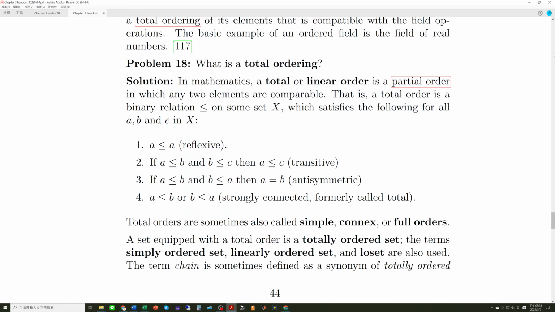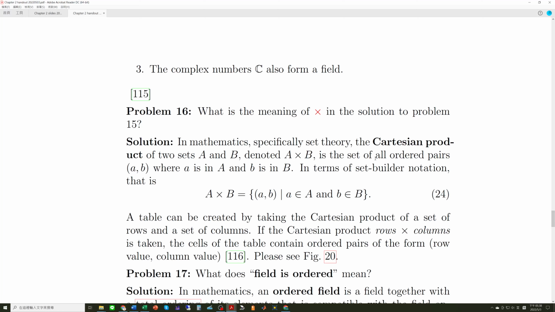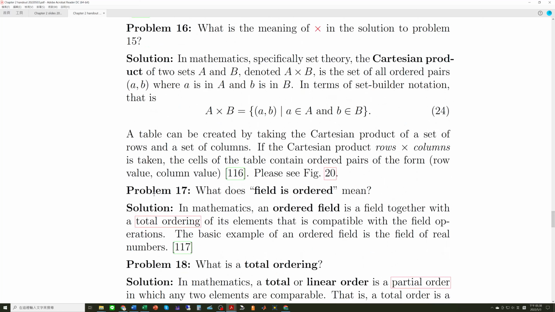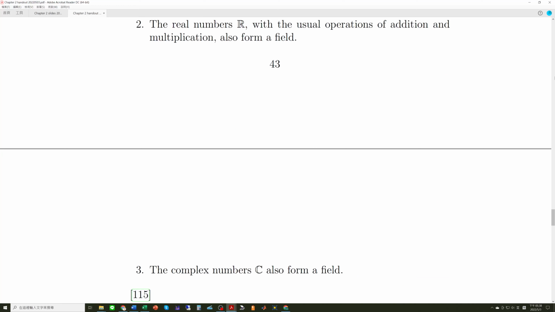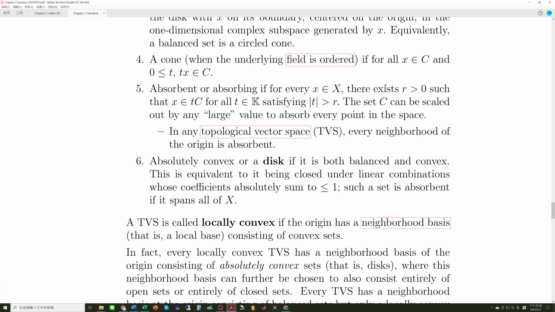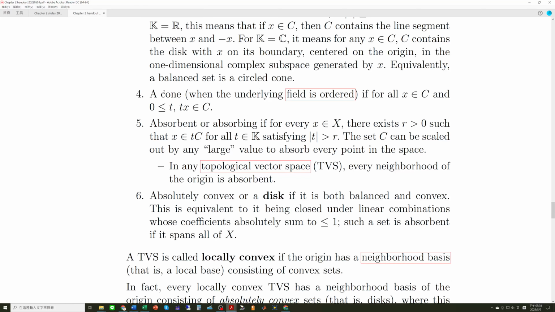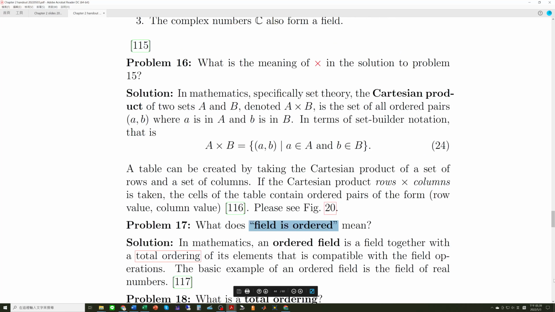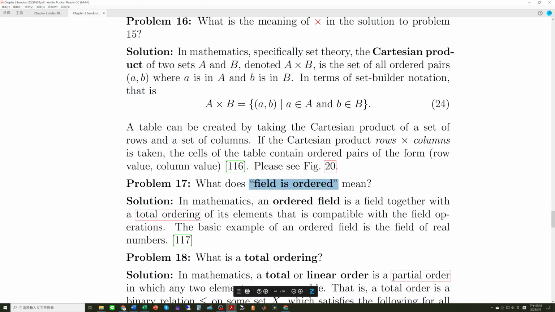Okay, let us go back to the, okay, here. Okay, problem 17, what does field is ordered mean? Okay, why do we need to know what does field is ordered mean? Okay, because it appears, okay, let us search for it. Okay, here, when we explain what is a cone, okay, the field is ordered appeared here. Okay, so let us see what does field is ordered mean.